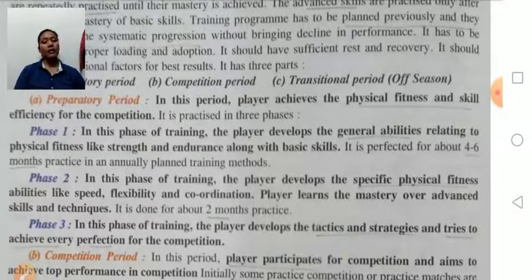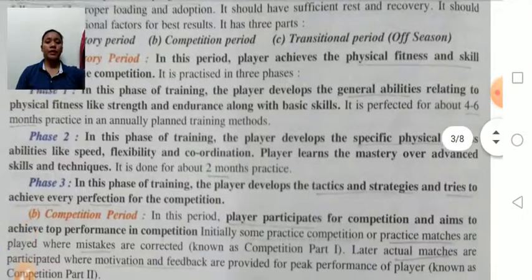And last, in the third phase the players develop tactics and strategies. In this phase the player develops tactics and strategies for the competitions and tries to achieve perfection in every skill, in every aspect, to achieve perfection in the competitions.